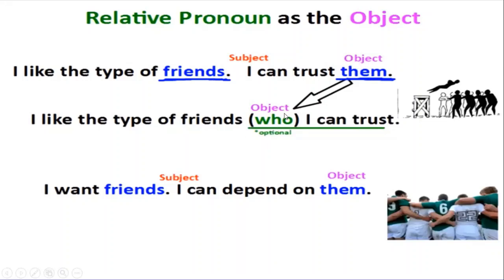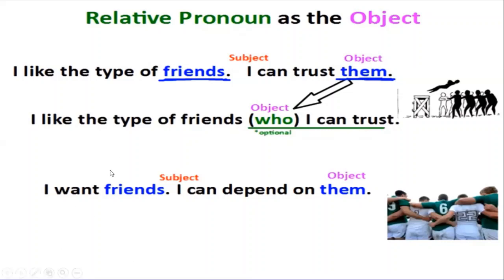So, who, right here. Por lo tanto, who en esta oración va a ser un objeto, en otras palabras, quien recibe la acción que yo hago, que es la acción de confiar, right? So, me gustan los amigos en quienes puedo confiar. I like the type of friends who I can trust, right?